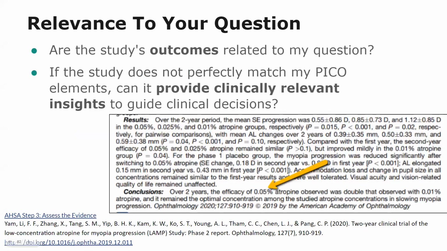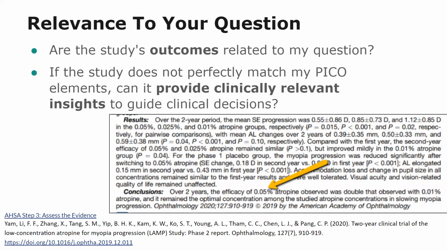The last questions we should ask are whether the study's outcomes are related to our PICO or research question. And if it does not perfectly match our PICO question elements, can it provide clinically relevant insights to guide clinical decision-making? In this case, it reads: over 2 years, the efficacy of 0.05% atropine was double that observed with 0.01% atropine, and it remained the optimal concentration among the studied atropine concentrations in slowing myopia progression. So it seems quite relevant otherwise.